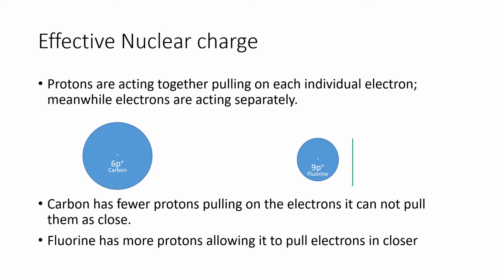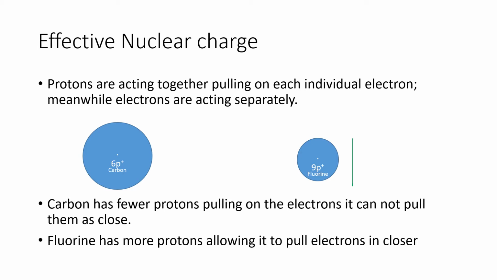So the real analysis with this is each electron in carbon is getting pulled in by 6 protons in carbon. But for fluorine, each electron is being pulled in by 9. Those 9 protons in fluorine can pull the electrons in closer. So carbon has fewer protons pulling on the electrons. It cannot pull them in as close. Fluorine has more protons, allowing it to pull the electrons in closer.